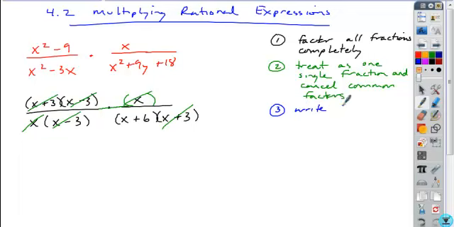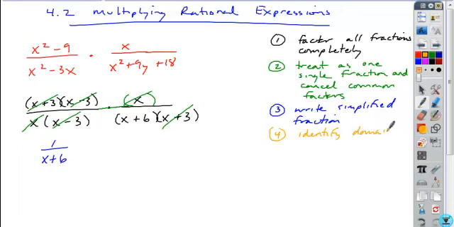You're then going to write your simplified fraction as your answer. So all we have left is a 1 in the numerator and an x plus 6 in the denominator. And among the last steps is to identify any domain restrictions as well. Remember, these are the ones that are not apparent in the simplified form.